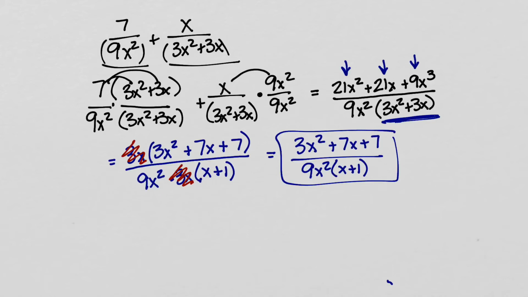And so you can pick which method you use. It doesn't matter to me. Either find the least common denominator and multiply, or just multiply each fraction by the other one's denominator. And so now let's try one with subtraction.